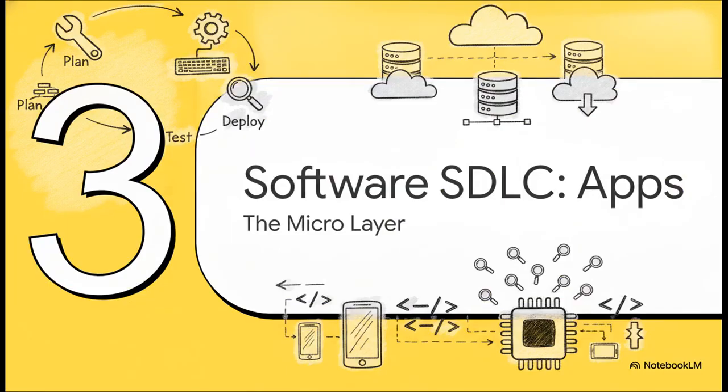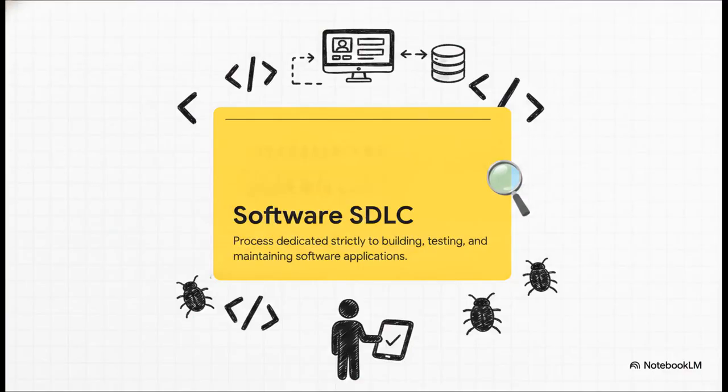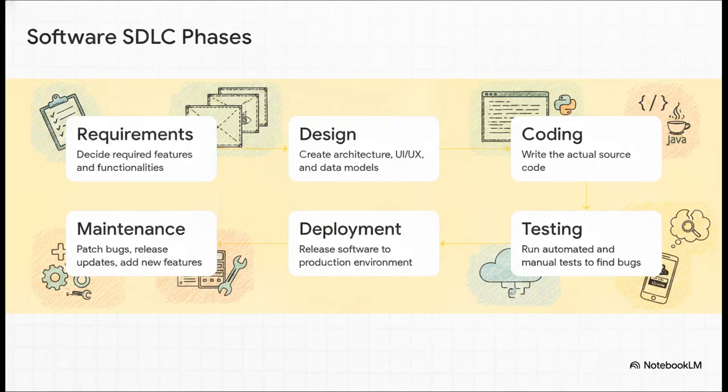Now for Section 3, Software SDLC, micro applications. Zooming in now, the software development lifecycle is a much more focused process. This discipline is dedicated strictly to dealing with actual source code, user interfaces, data models, and specific software functionalities. It really doesn't care about where the physical server is housed, right? Its core goal is simply to build an operational, bug-free software program that users can actively interact with. If you look at the steps, you'll notice a real structural similarity to the system lifecycle.